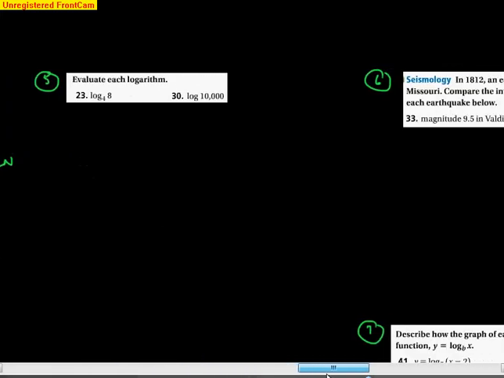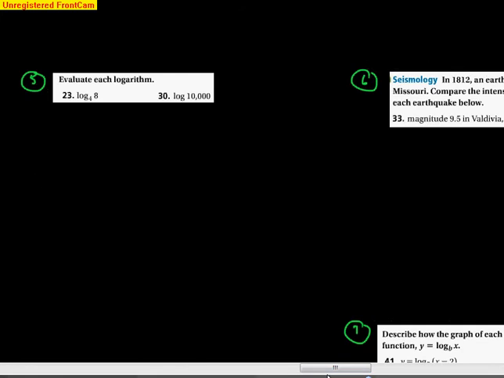Alright, 3 more. Now we're moving on to log country. Here we go. Evaluate each logarithm. Alright, so we have 2. We'll start with, we'll call them A and B. So A. Log base 4 of 8 equals something, question mark x. Rewrite this in exponential form. So we're going to rewrite this using exponents. To do that, identify the base 4 and the exponent, which is your question mark.